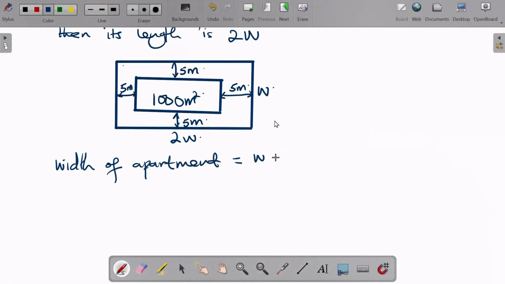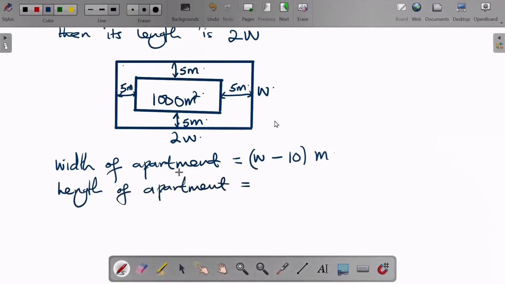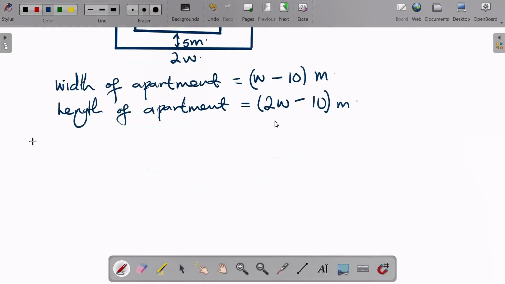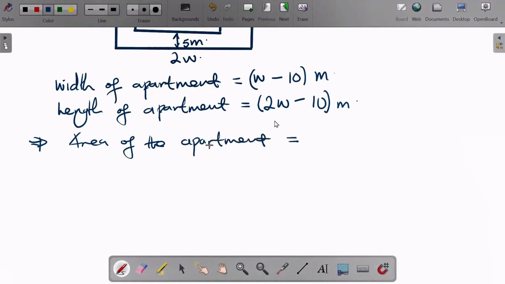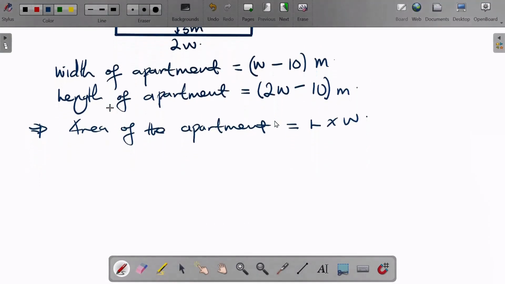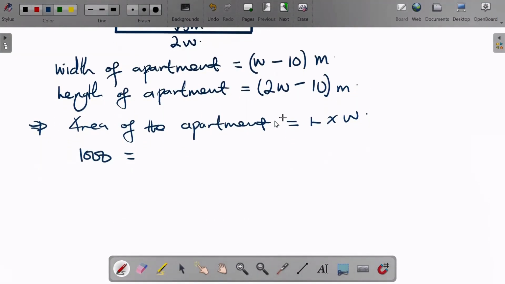So we said that the width of the apartment is going to be W. Since they said this is reduced by 10, we have minus 10 meters. Then the length of the apartment is going to be twice the width minus still 10, and this is now the length of the apartment. Since we are given the area of the apartment, we are going to multiply these and equate to 1000 square meters. So the area of the apartment equals the length times the width of the apartment, but the area is given as 1000 square meters, so we have 1000 equals the length of the apartment, twice W minus 10, multiplied by our width, which is W minus 10.